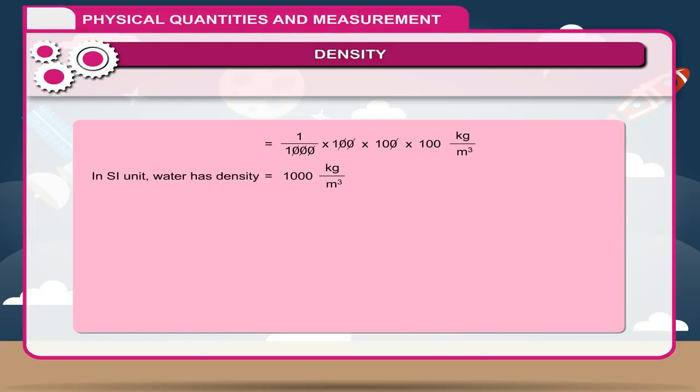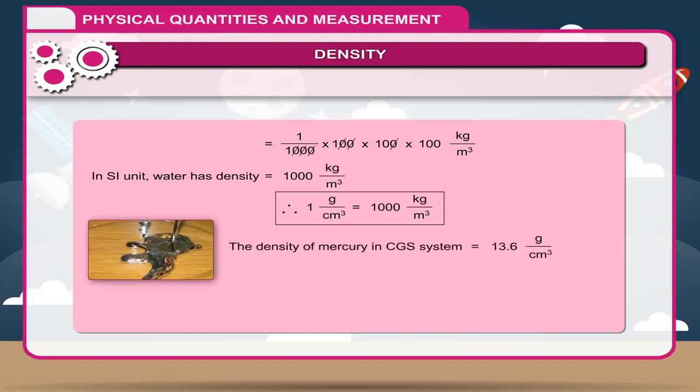In SI unit, water has density equal to 1000 kilogram per meter cube. Therefore, 1 gram per centimeter cube is equal to 1000 kilogram per meter cube. The density of mercury in the CGS system is equal to 13.6 gram per centimeter cube. So, in the SI system, its density will be 13.6 into 1000 or 13,600 kilogram per meter cube.